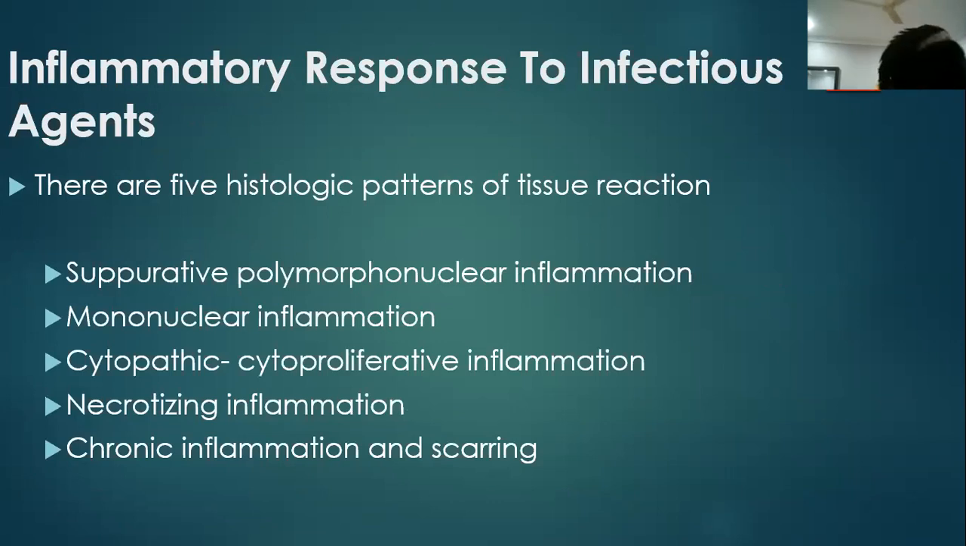Then the mononuclear inflammation usually occurs in patients with viral infections. Then we can have cytopathic or cytoproliferative inflammation, usually also in viral infections. Necrotizing inflammation occurs in very severe infections, which produce a lot of cytokines as well. Then chronic inflammation usually occurs in infections that are long-standing, for example, tuberculosis, and so on.